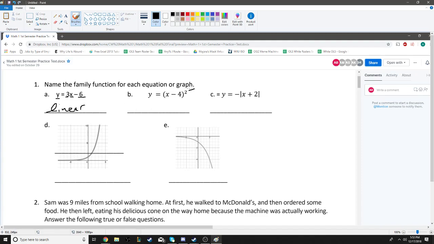This one right here has a 2 in the exponent. You see 2 in the exponent? That means it's quadratic. This one has the absolute value bars, so that means it is the absolute value function. And then these are the curved functions, so both of these are exponential.